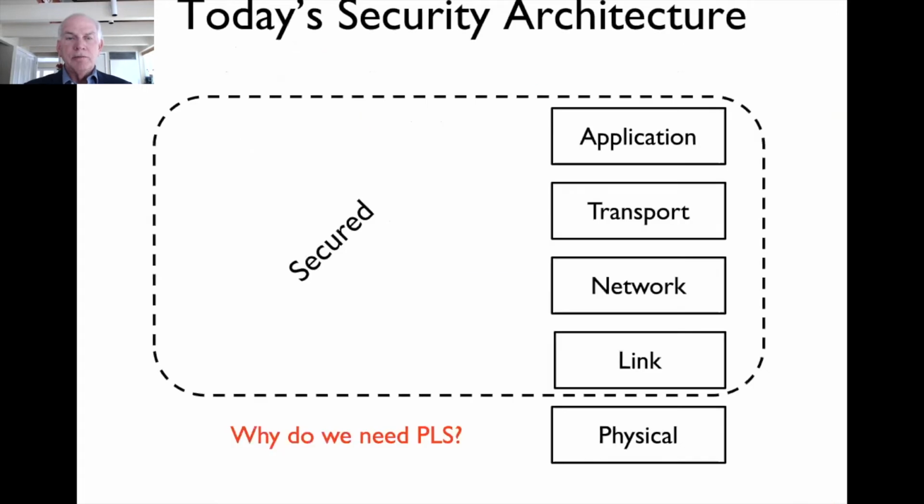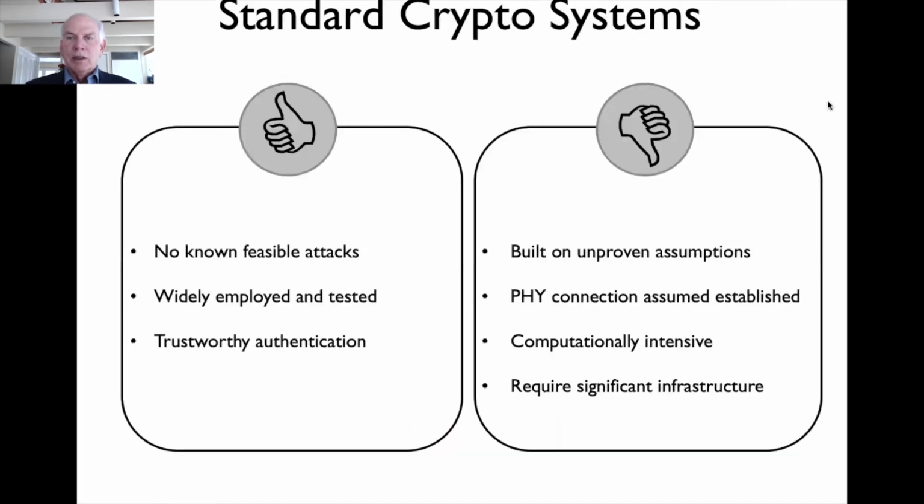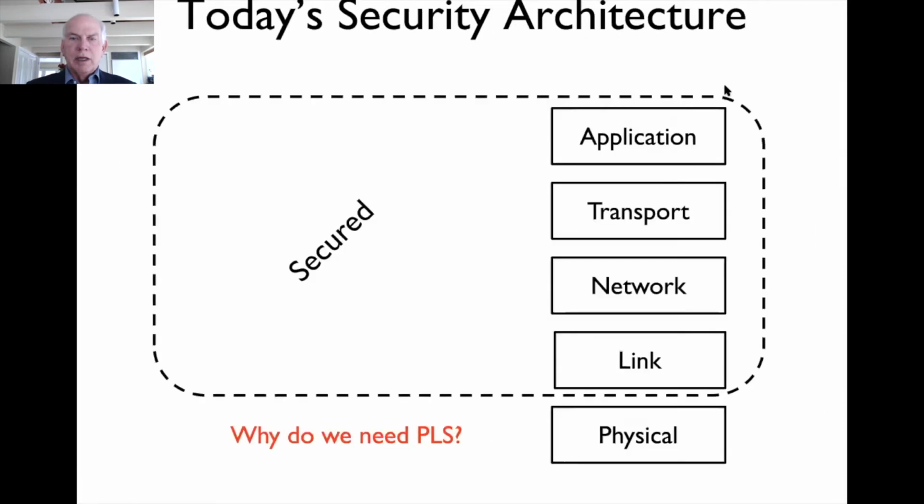Okay, so first of all, how do we handle security in wireless networks today? Well, mainly security is at the higher layers, either primarily at the application layer, but also at the transport layer. We provide security primitives, and it works well, as I said. So why do we need to worry about securing the physical layer?